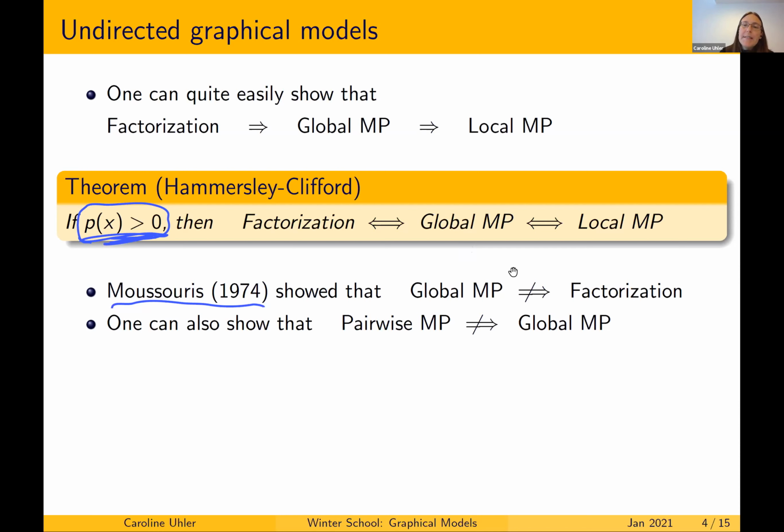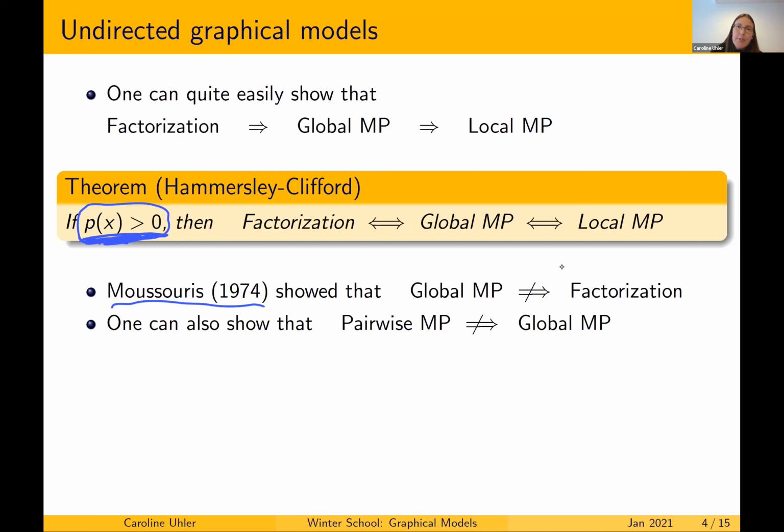And you can also show that this should be pairwise, but it doesn't matter. There is also a definition of a local Markov property, but I only defined a pairwise Markov property on the previous slide. So in general, you can also show that the pairwise Markov property or the local Markov property does in fact not imply the global Markov property. Okay, so you really need this assumption that the distribution is actually strictly positive.